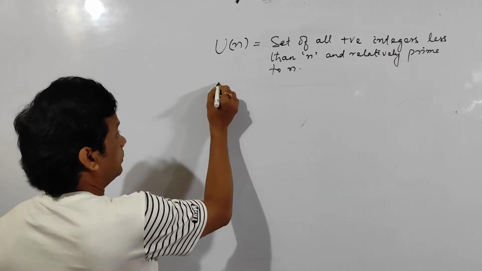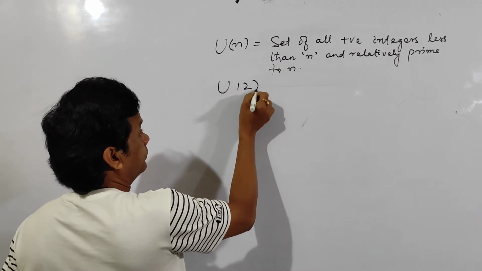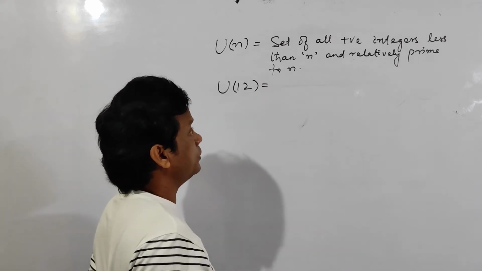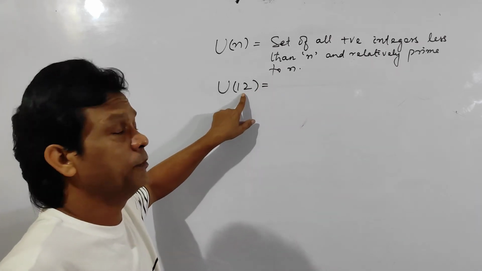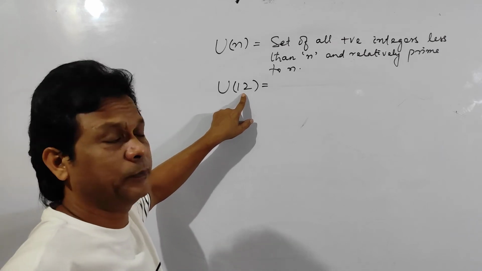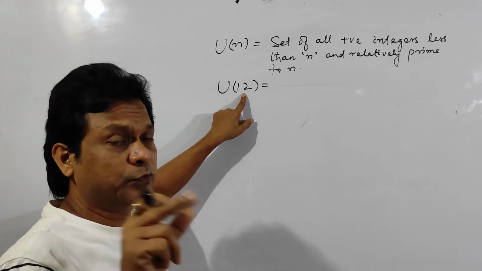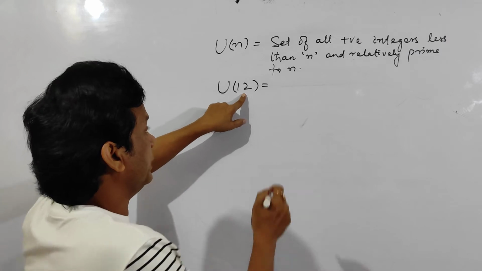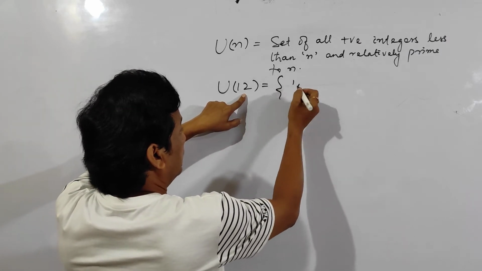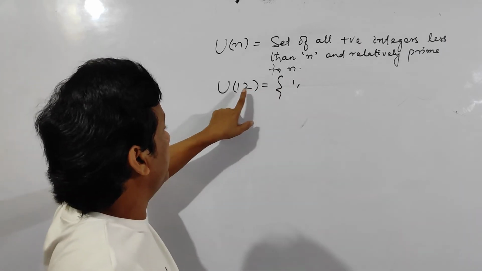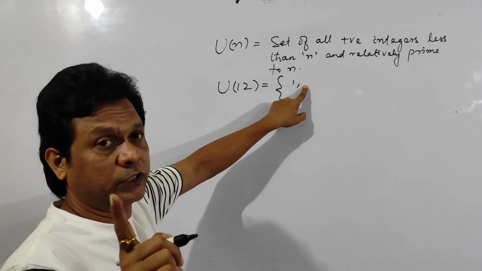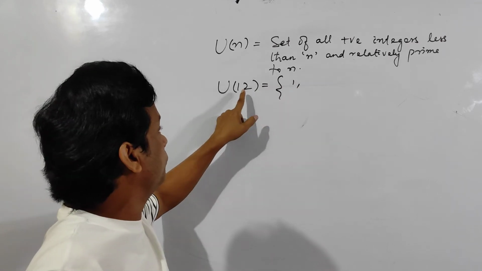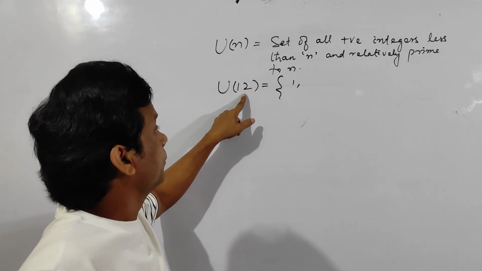Okay, that means for example I am taking U of 12. That means you should write the positive integers less than 12 and relatively prime to 12. And relatively prime to 12 means the HCF should be 1. That means see here 1, because the HCF of 1 and 12 is 1. 2 you cannot take because it is not relatively prime, because the HCF of 2 and 12 is 2.